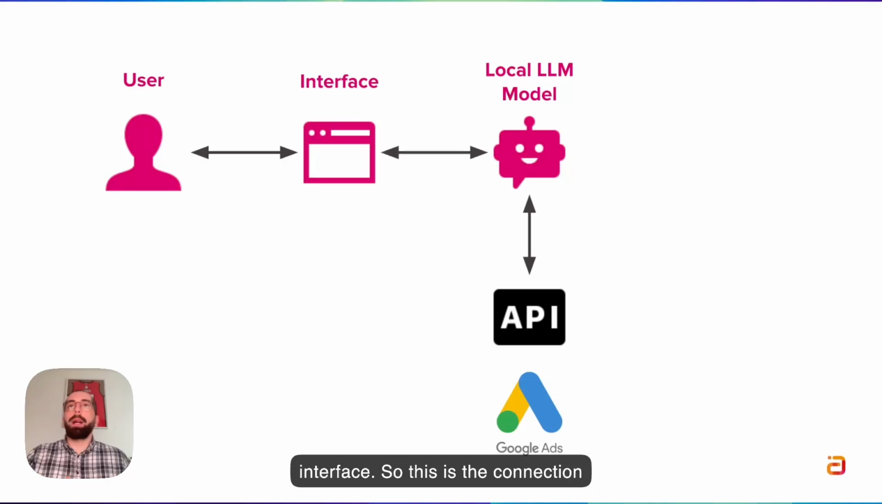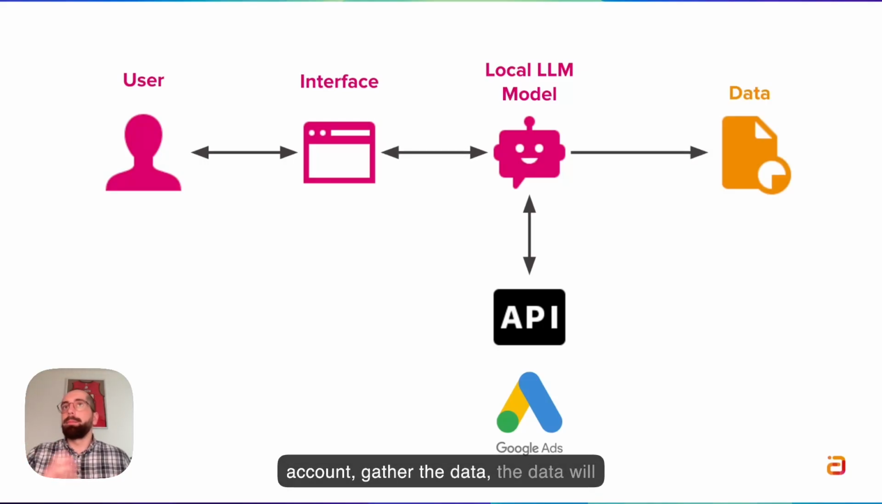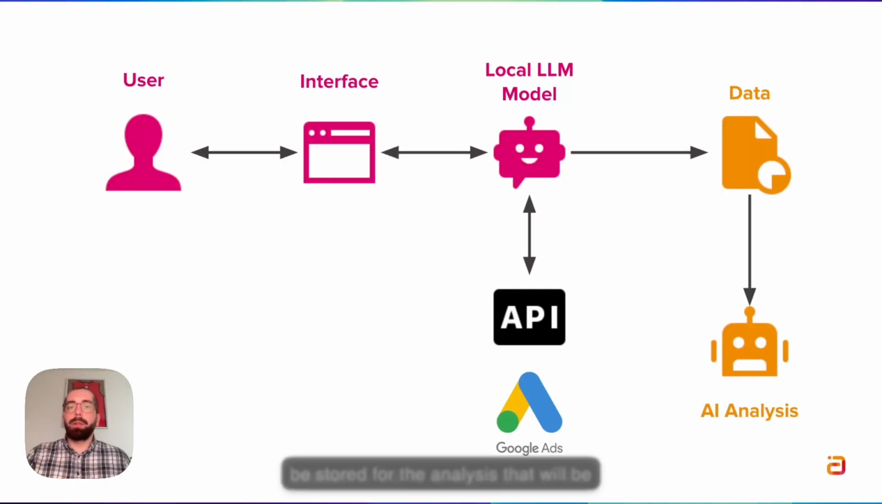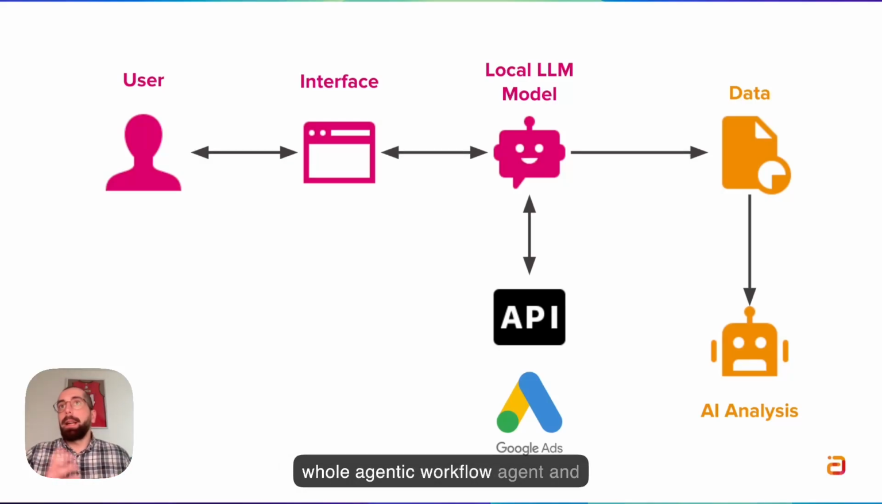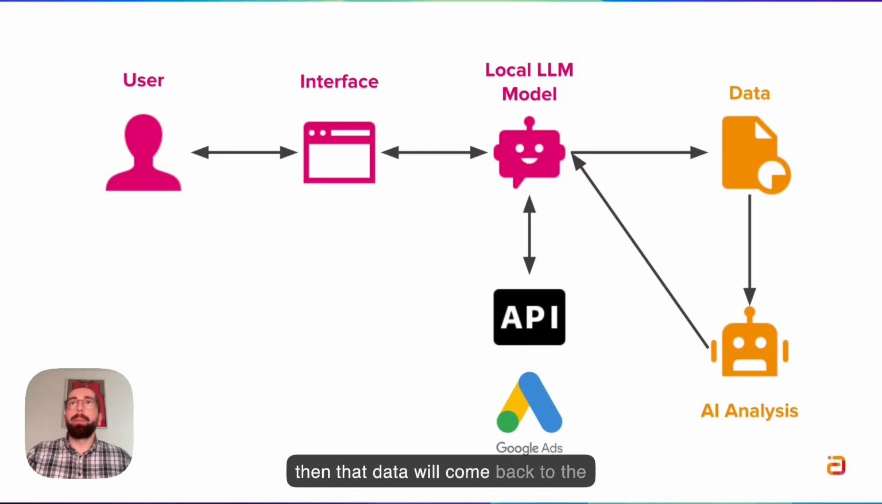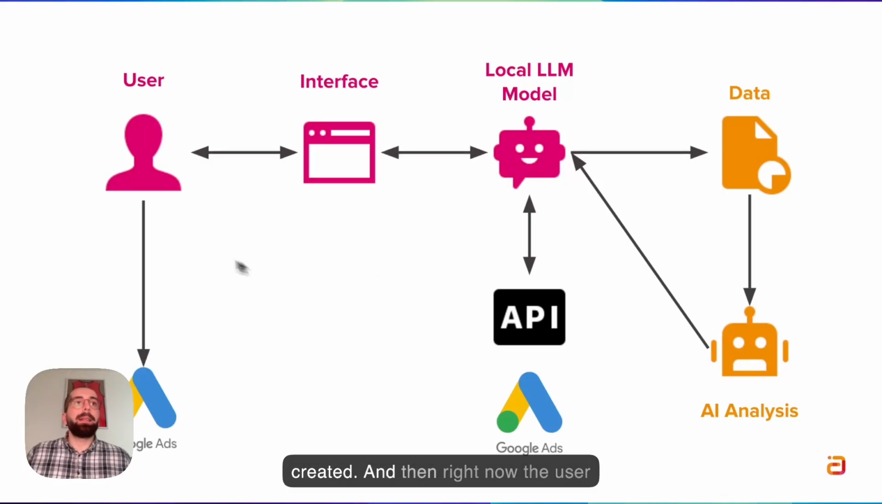So this is the connection right now. The agent will go into the account and gather the data. The data will be stored for the analysis. That will be passed to the AI analysis part of this whole agentic workflow. Then that data will come back to the agent itself, be passed to the interface, and sent to the user, so the user can see the recommendations and the budget optimizations that the AI found and created. And right now the user can make the changes in the account.